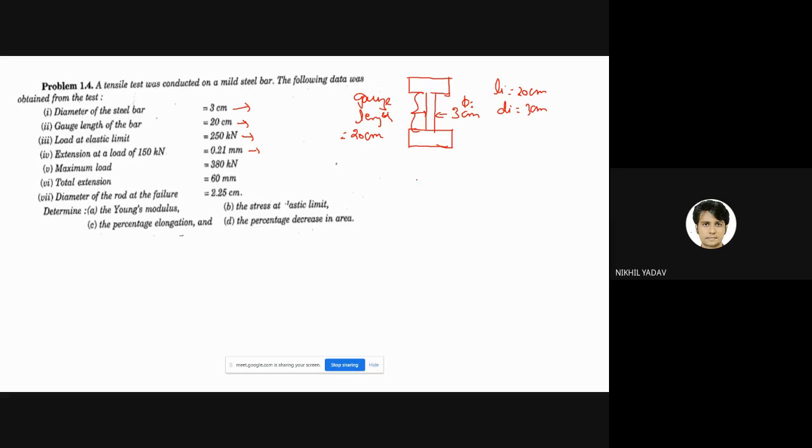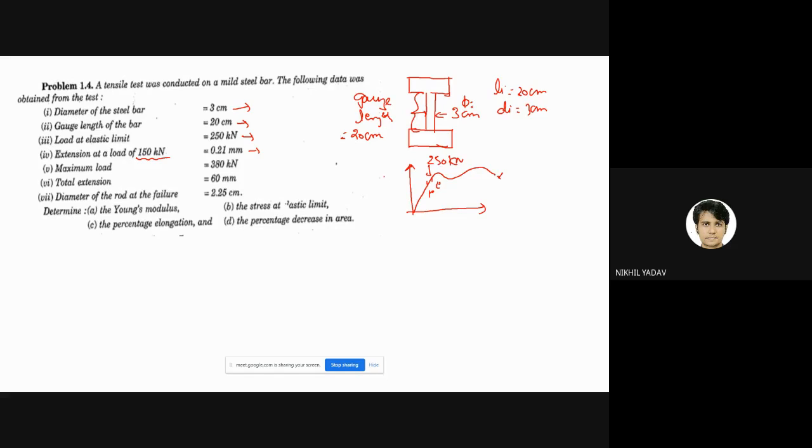The load at the elastic limit is 250 kilonewton. If we draw the stress strain diagram for it, this is the P, and suppose this is the E. So the load at this limit is 250 kilonewton. And the extension at a load of 150 is 0.21.